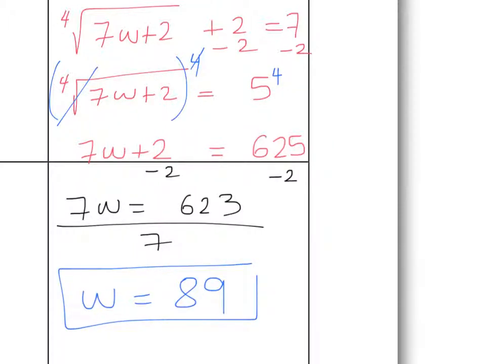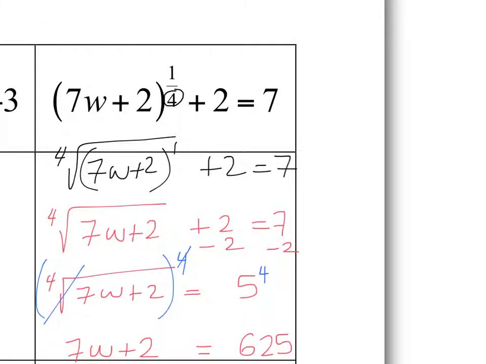Now remember, you have to go back to your main equation and check it. So double check. 7 times 89 is 600-something, plus 2. This will give you 625. Now 625 to the power 1/4 means you need to think of something that you multiplied by itself 4 times to give you 625, and that's a 5, plus 2, that's equal to 7. So that's how you do it, by changing it to the radical form.